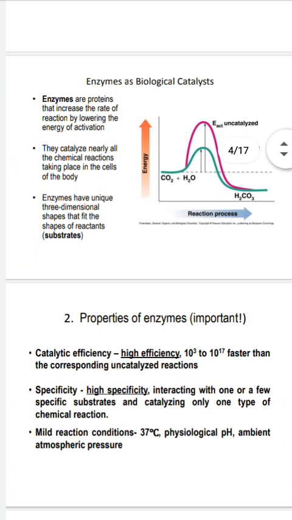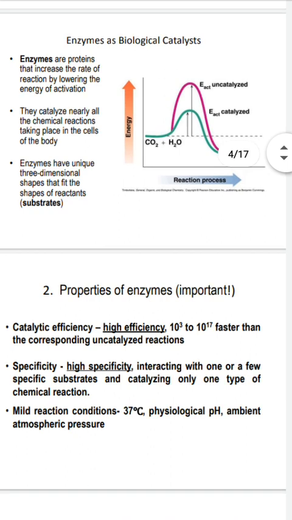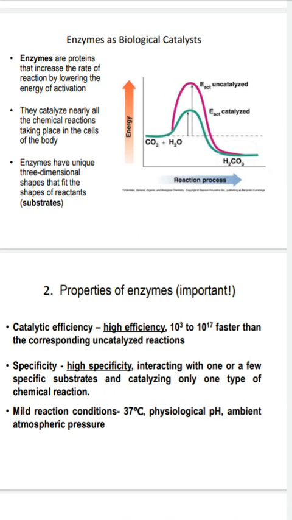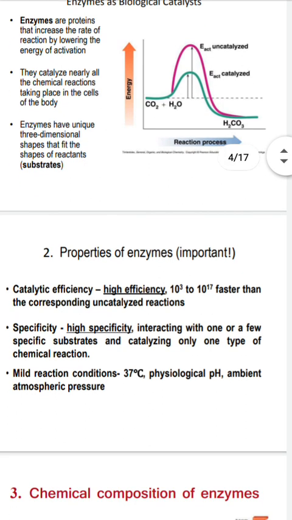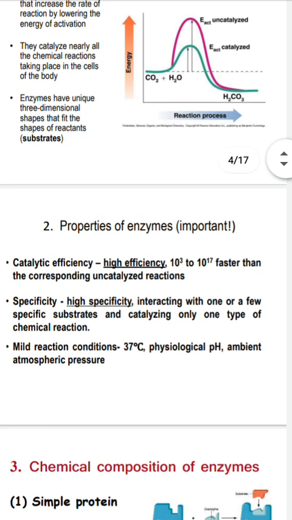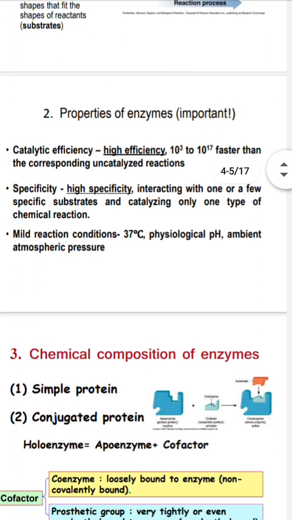The next properties of an enzyme are very important. The second one is catalytic efficiency, meaning it has high efficiency. It ranges from 10 to the power 3 to 10 to the power 17, right? And it acts at physiological pH, at optimum temperature, at the normal 37 degrees centigrade.